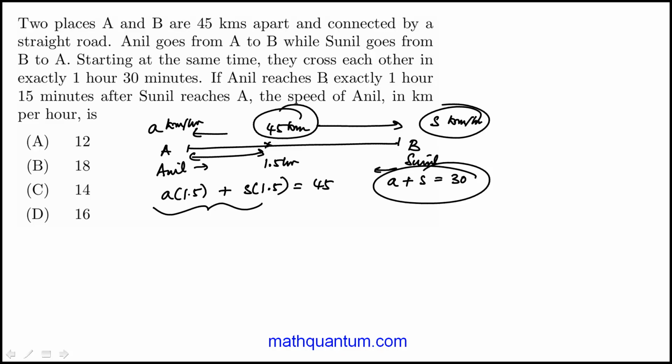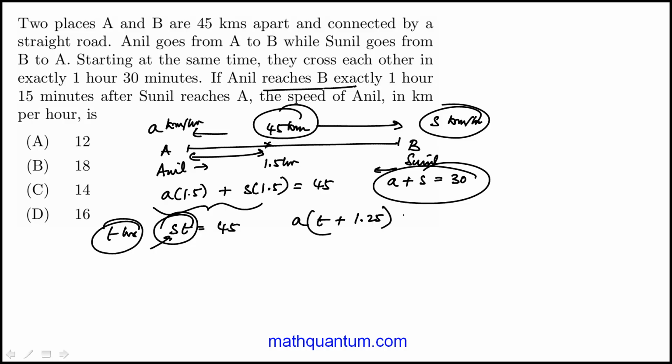The next relationship is that Anil reaches B exactly 1 hour 15 minutes after Sunil reaches A. So let's say Sunil reaches A in T hours. That would mean S times T is 45, his speed times the time. And then Anil would take T plus 1 hour 15 minutes, which is 1.25 hours. So if I multiply by Anil's speed, that would also need to be equal to 45. So these are my three equations and three unknowns.